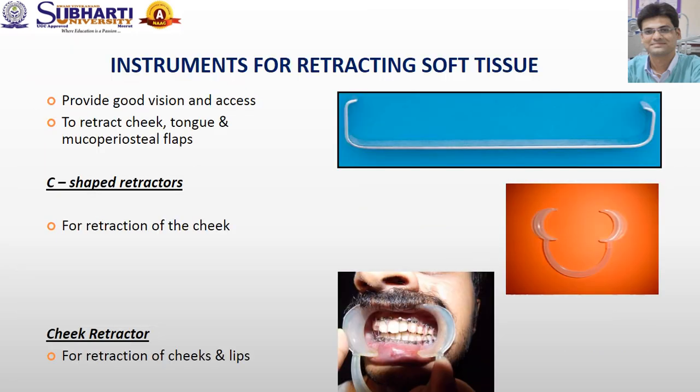Now let's see the instruments for retracting soft tissue. These instruments provide good vision and accessibility at the surgical site, and they also retract the cheek, tongue and mucoperiosteal flap. The first is the C-shaped retractor, used for retraction of the cheek. It is a metal C-shaped retractor. Cheek retractor is for retraction of cheek and lip. It is also called as spandex.